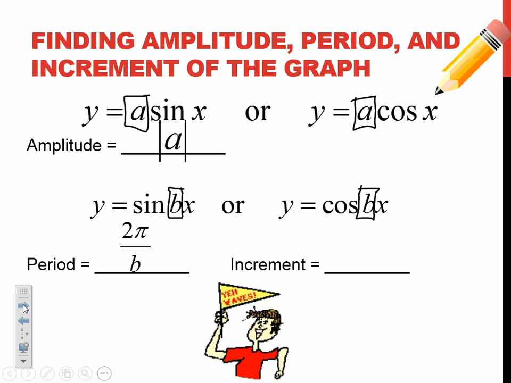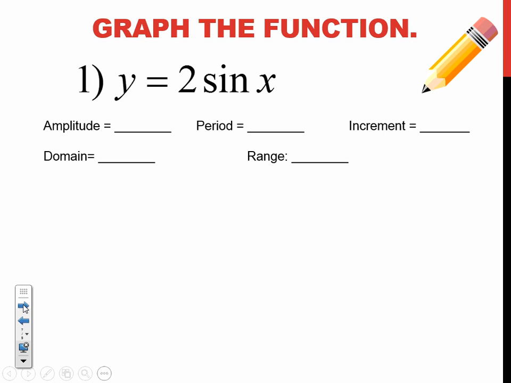And then the increment that we use to graph, we'll use the period, basically what we got on the blank before, and divide it by 4, into 4 equal spaces. You can also think about this as 1/4 times the period, whichever one you want to do, the period divided by 4 or 1/4 times the period. So let's graph a few. I have 3 here ready for us.